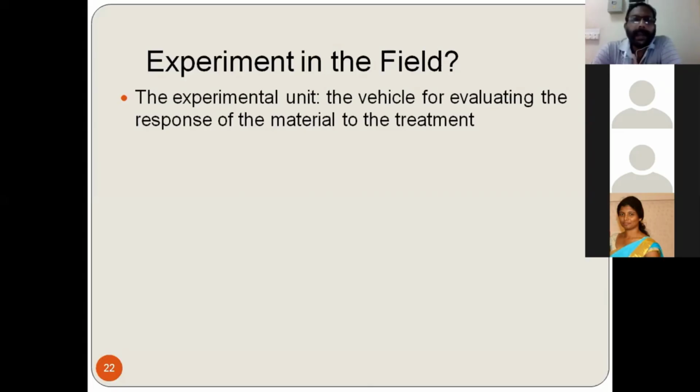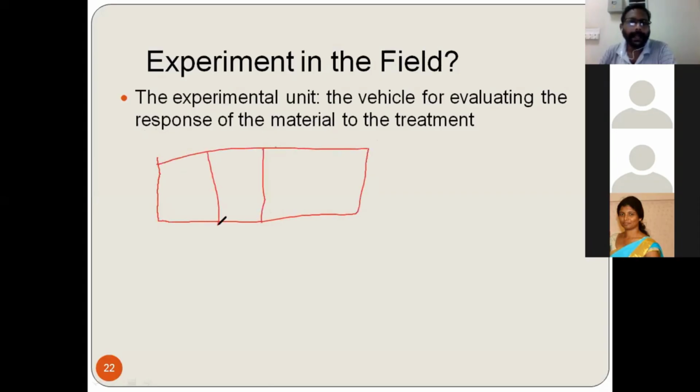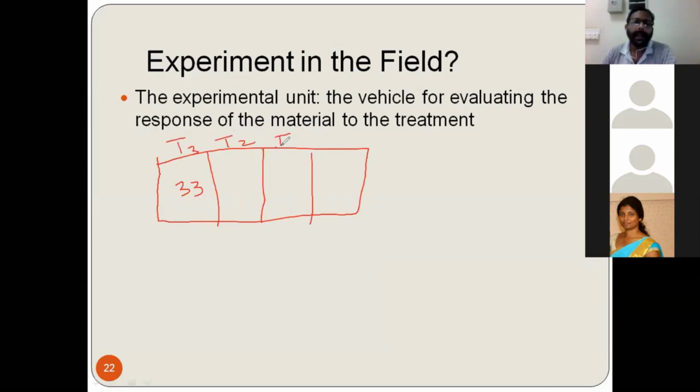Actually, it is the unit, experimental unit. It is the unit where we measure the response. For example, let's say I have the earlier example, plots with plants, right? Here we apply T3, here we apply T2, here we apply T4, I think. Here we apply T1. Four treatments.